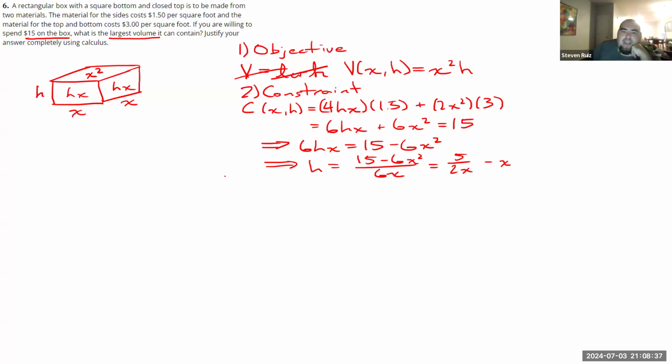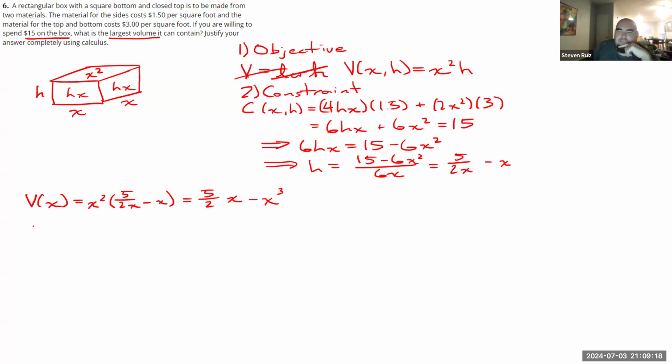Now what can I do with that? Now I can combine those. I can say my volume is a function of x, and that'll be equal to x squared times h. But what is h? h is now 5 over 2x minus x. And if I do some simplifying, I get 5x over 2 minus x cubed. So now I have an objective function that's in terms of only a single variable.